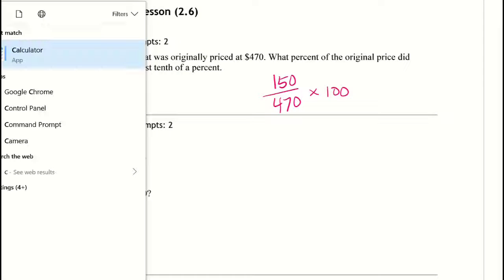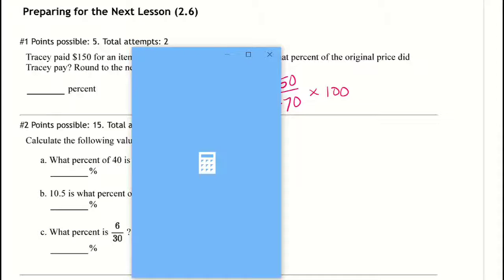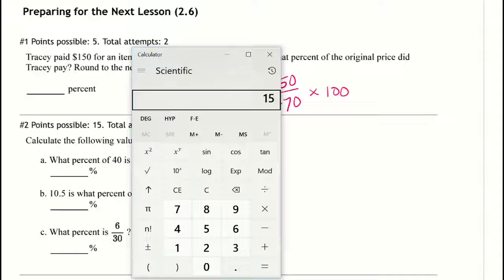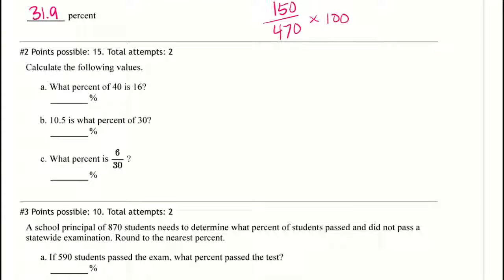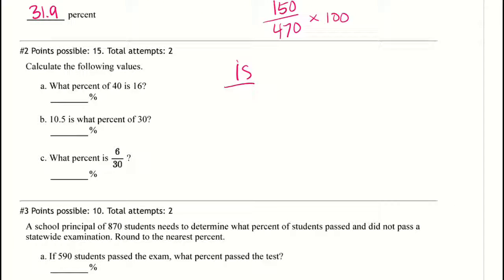So if you have, let me pull up the calculator, $150 for an item, and then you want to take the percent of that. So 150 is an item that was originally priced for 70. You divide those, multiply by 100 to find what percent was marked off. The general rule is is over of equals percent over 100.